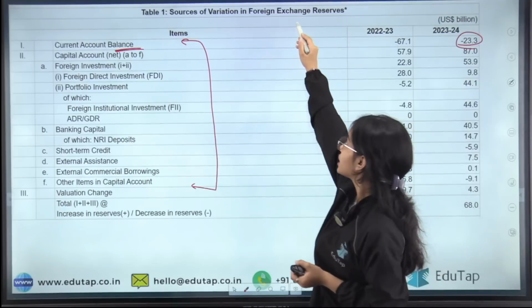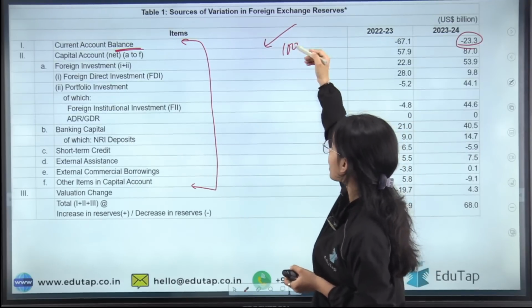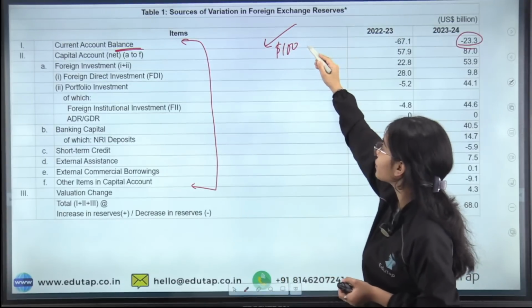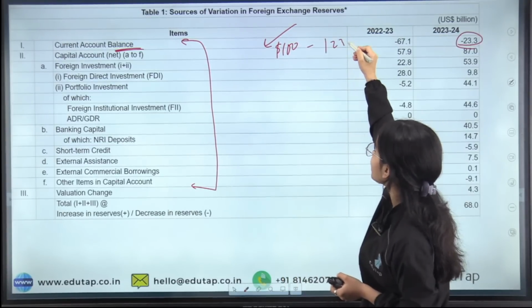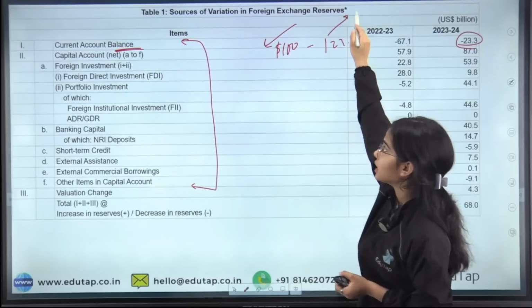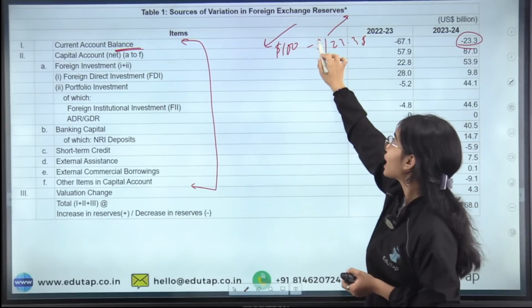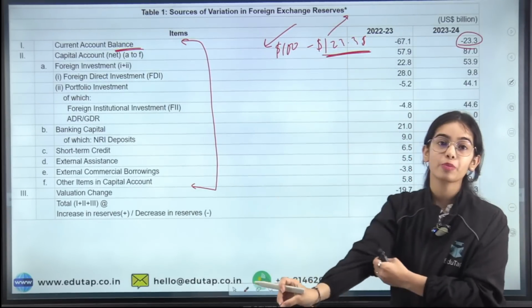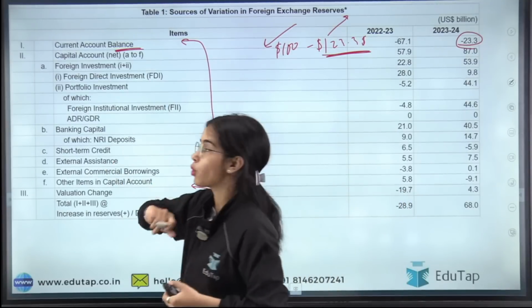That means, let's say $100 has come into our country, but we are paying $123.3 to the other countries. So that means we are having the deficit of $23.3 as we are paying more to the other countries.